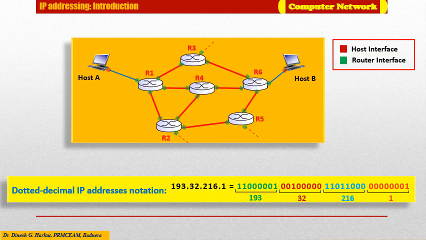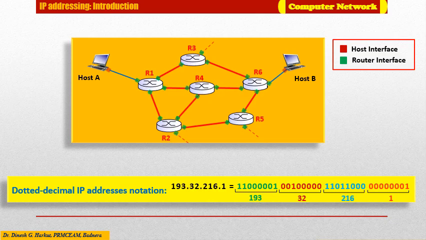Because every host and router is capable of sending and receiving IP datagrams, IP requires each host and router interface to have its own IP address. Thus, an IP address is technically associated with an interface rather than with the host or router containing that interface. Here, each and every interface, either at the host level or at the router level, indicated by the red mark as well as the green mark, has a unique IP address.